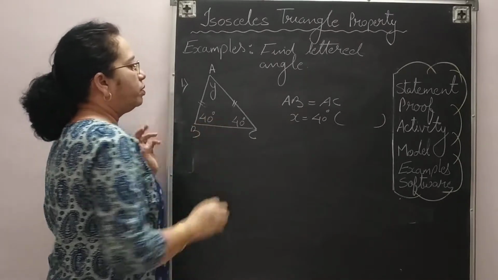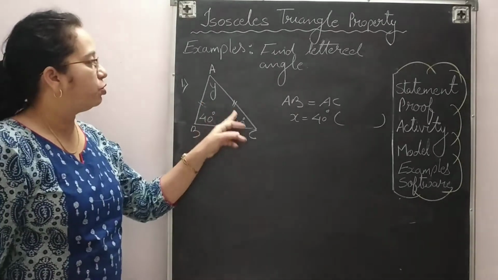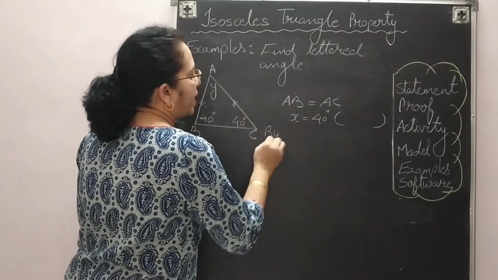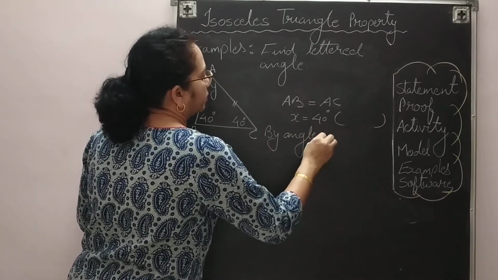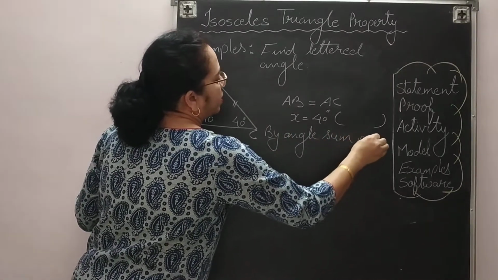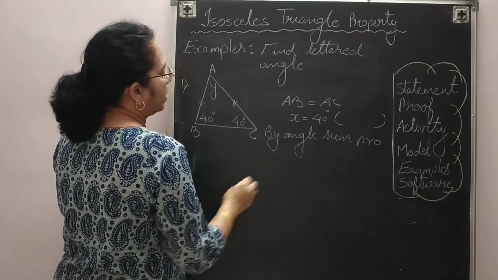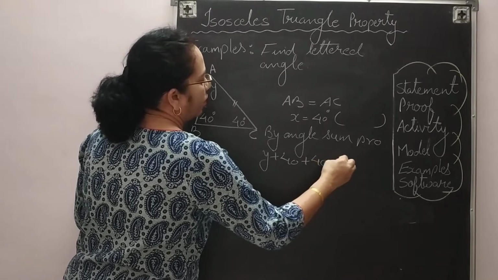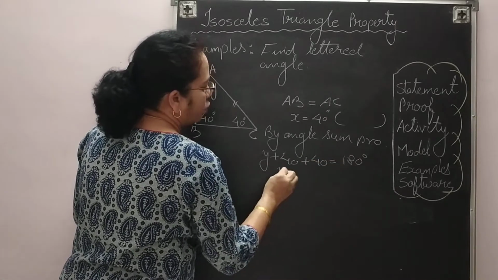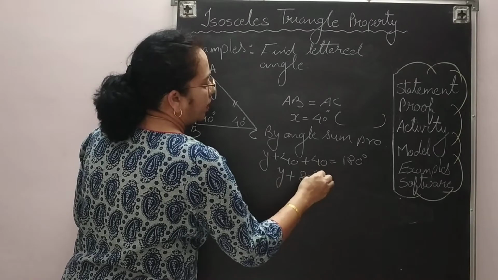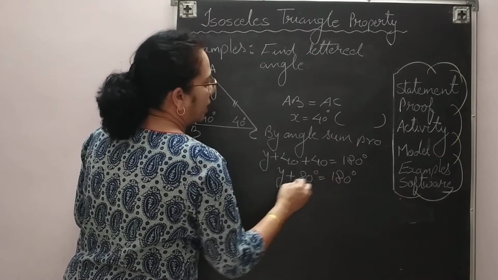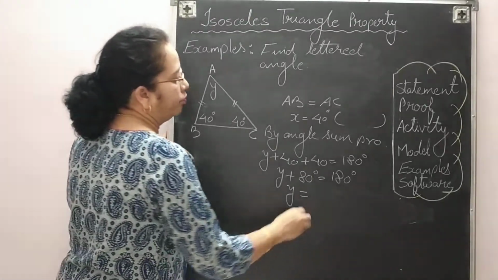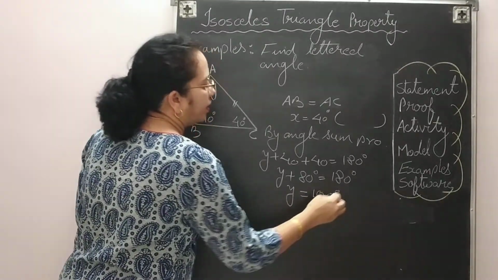So can you find out the value of Y? Since the question is related to angles, we will use the angle sum property. So by angle sum property, writing the reason is very important. So what is angle sum property? Y plus 40 plus 40 will give you 180 degrees. So Y plus 80 is equal to 180 degrees. This plus 80 you transfer to the right hand side. This will become minus 80 and the value of Y will be 100 degrees.